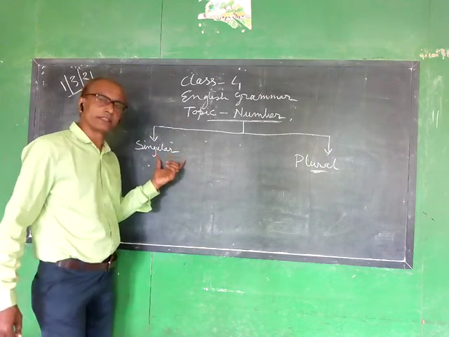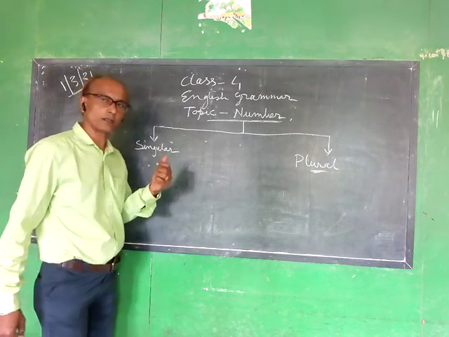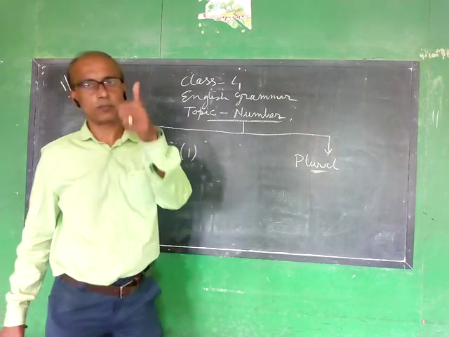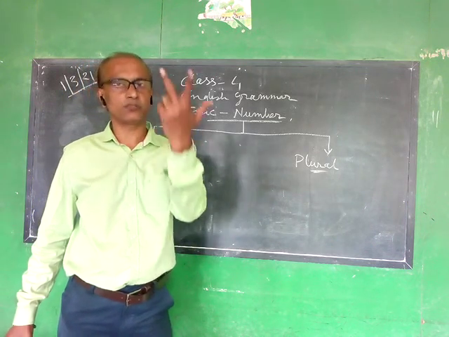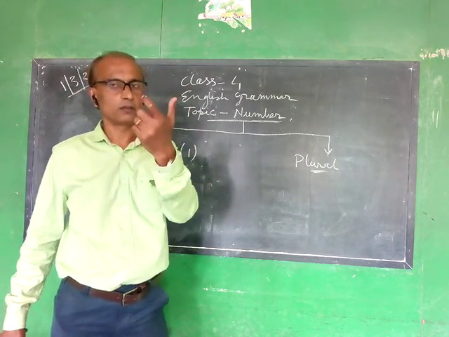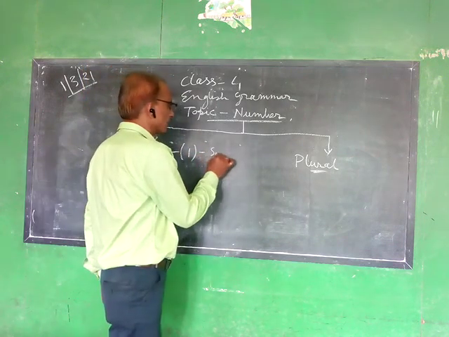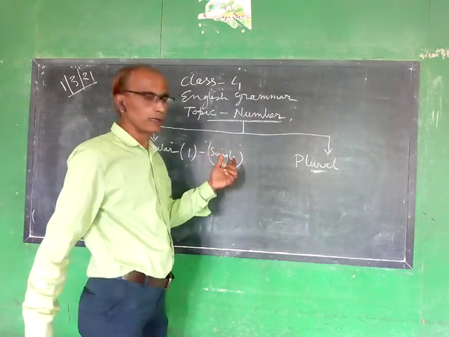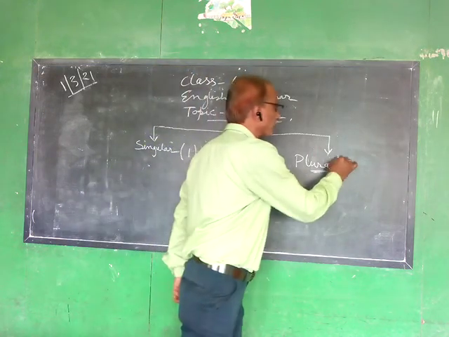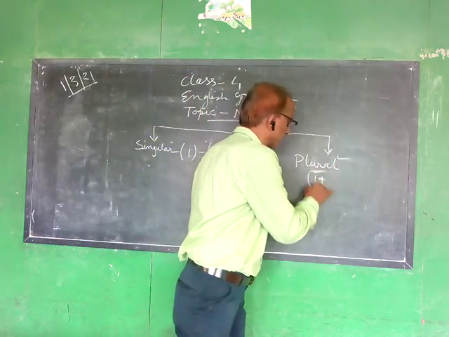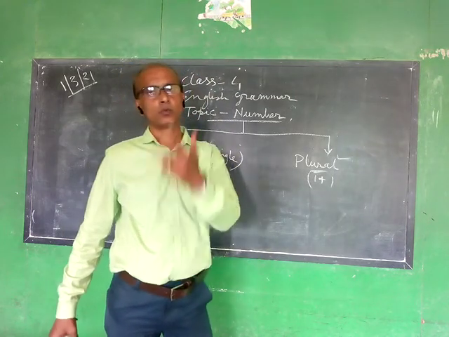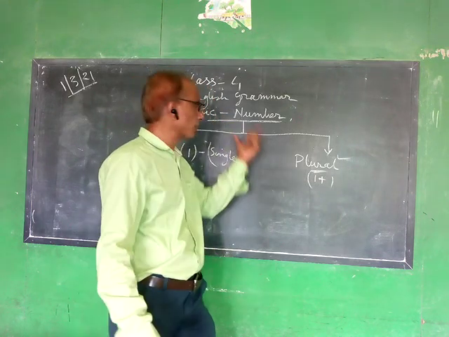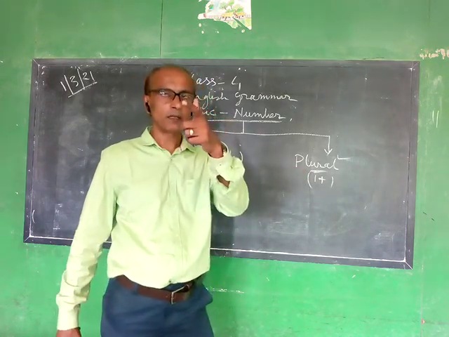Now let's see, what do you mean by singular? Singular means it denotes only one. One person, one place, one thing, one. Single. Clear? Whereas, let's see the plural. Plural means more than one, that is one class. Two, three, four. Denoting number. Am I clear?